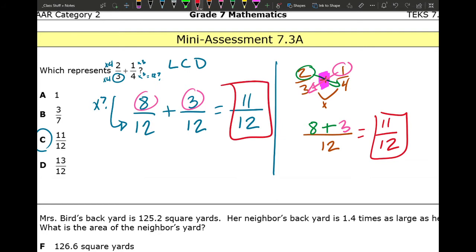Again, multiply the denominators. You put it on the bottom. And then cross multiply from left to right. Put it on top. If it's adding, you add. If it's subtracting, you subtract. That's the way you do this one.